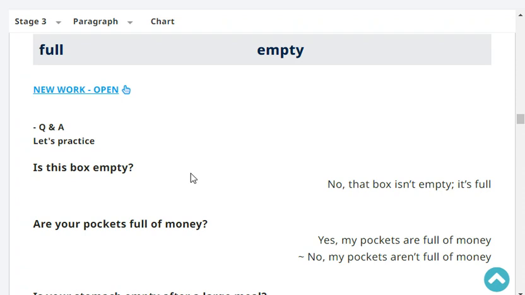Well, are your pockets full of money? Yes or no? No, my pockets aren't full of money. Very good.